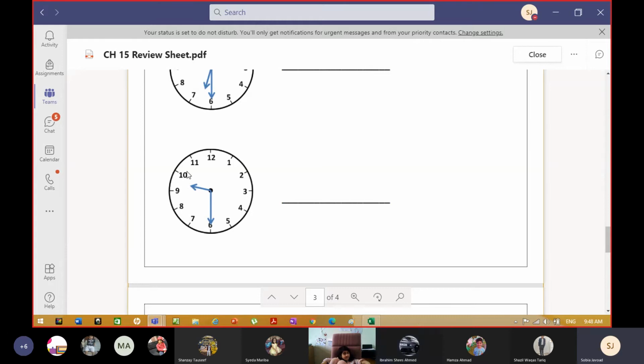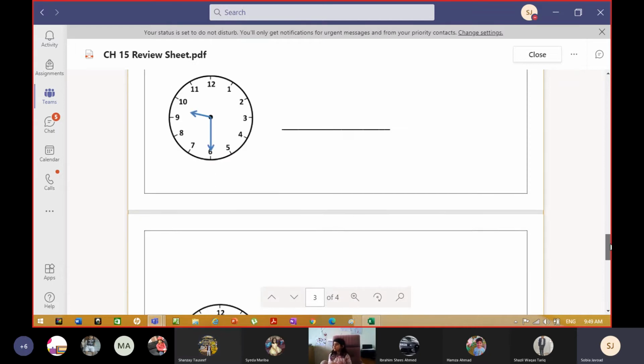If this will be 10, then this will be after 10, between 10 and 11. Now, if it's between 9 and 10, you'll say 9:30. What is the time on this clock? 9:30. If this clock shows 9 o'clock, the minute hand will be on 12 and the small hand will be exactly on 9. That's why I'm telling every student to listen very carefully.